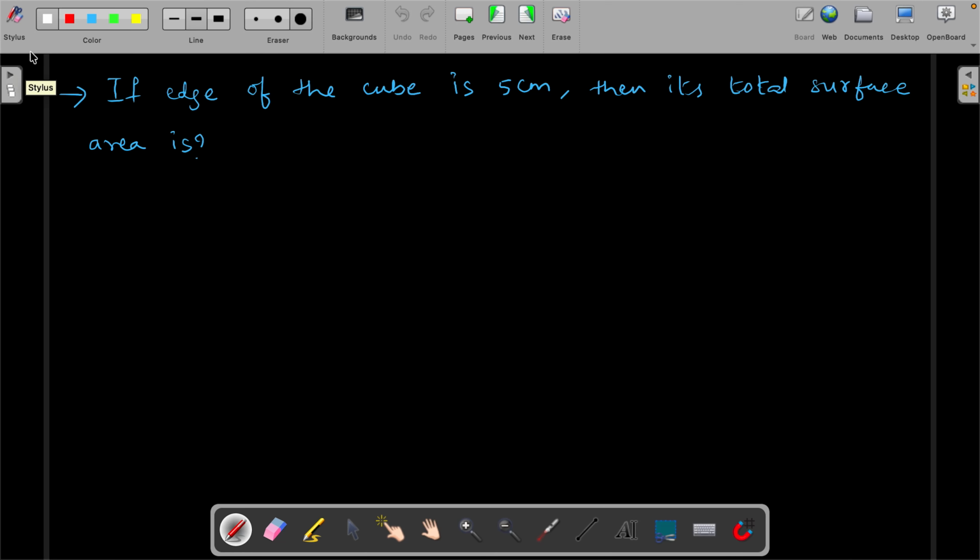Let us solve a few more TET questions. If the edge of the cube is 5 cm, then its total surface area is? They have given the edge of the cube. We need to find its total surface area.